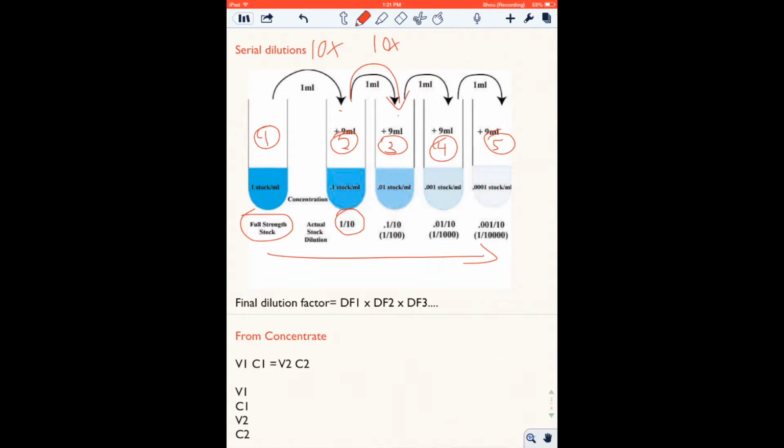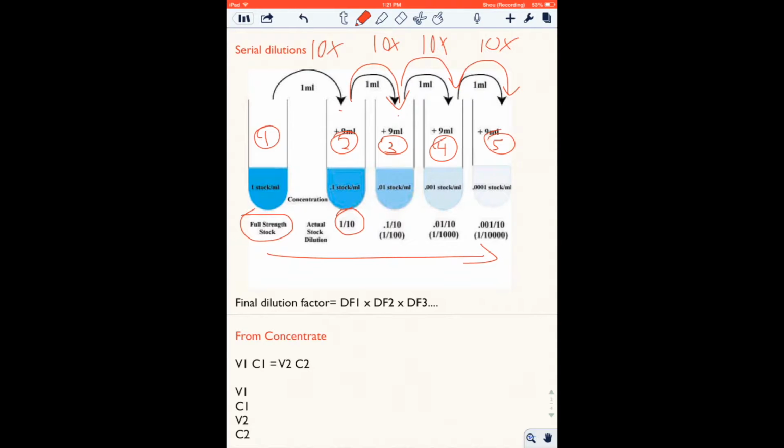And the same thing for going from tube 3 into tube 4. This is another 10x dilution, because you're diluting tube 3 10 times when you take 1 ml of it into 9 mils of water in tube 4. And when you go from tube 4 to tube 5, you have another 10x dilution. And you're diluting tube 4 10 times when you take 1 ml of tube 4 and take it into 9 mils of tube 5.